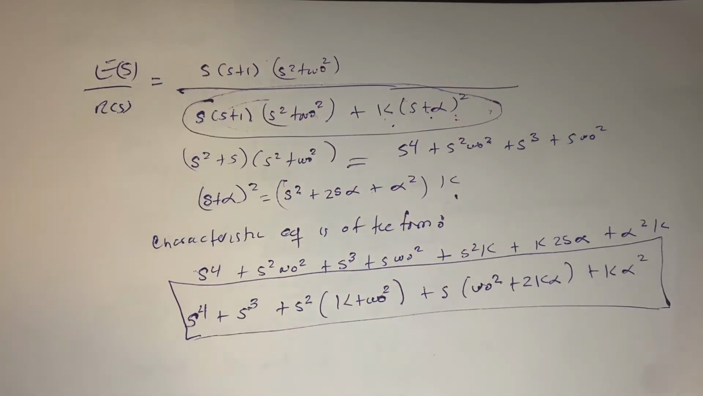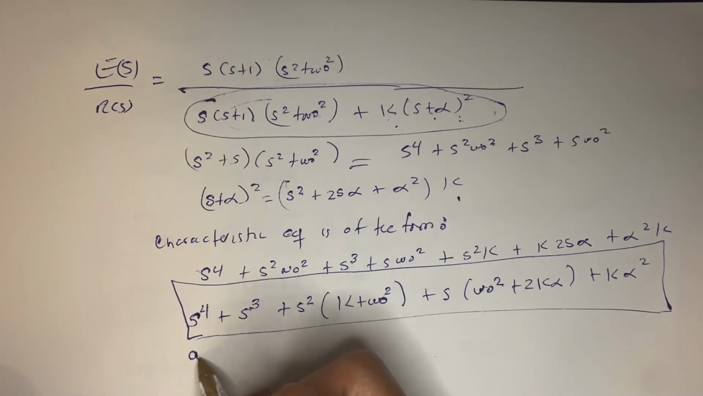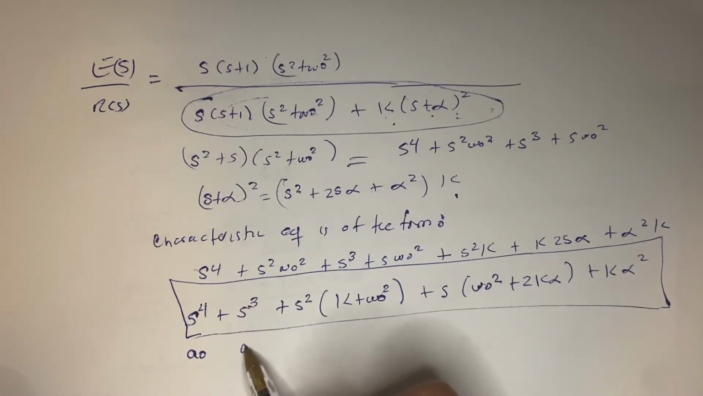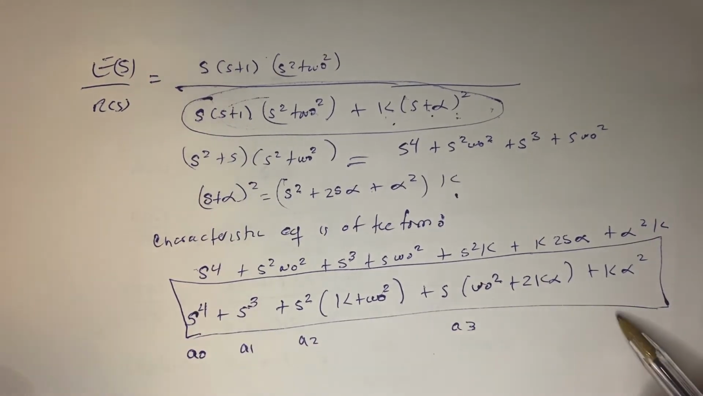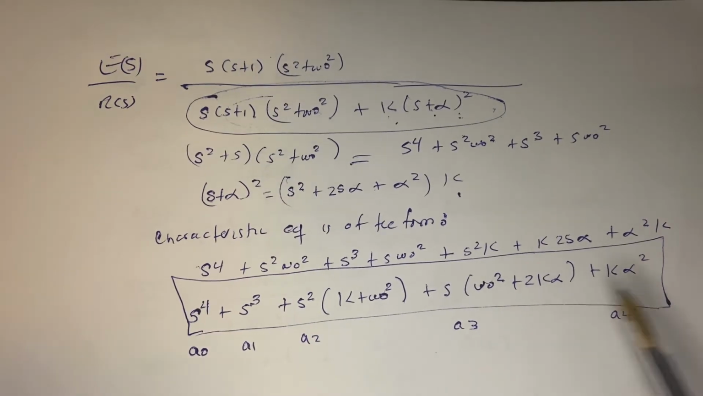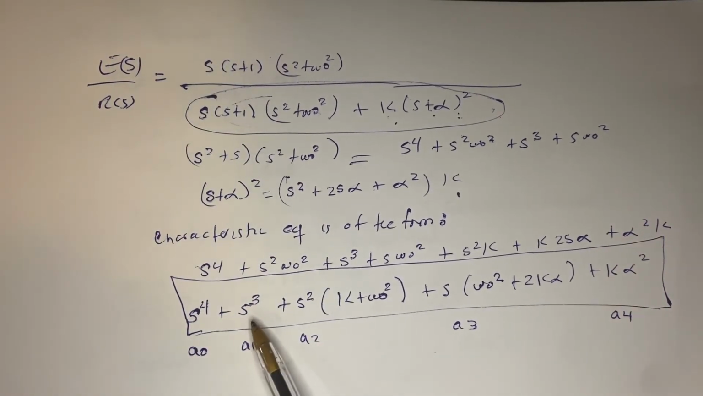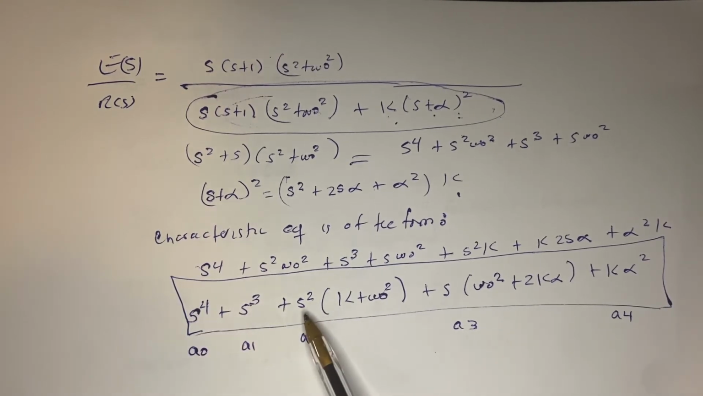Okay, now let's identify what are the coefficients to use in the Routh criterion. The Routh criterion defines this as A0, this will be A1, this will be A2, A3, and A4, A meaning the coefficients of the terms of S. So this is S to the n, S to the n minus 1, S to the n minus 2, etc. Now I'm just going to write the process, and then we're going to start solving the problem.